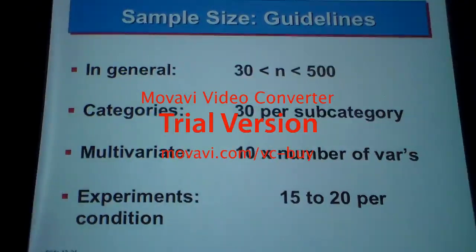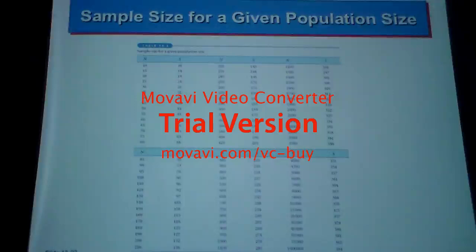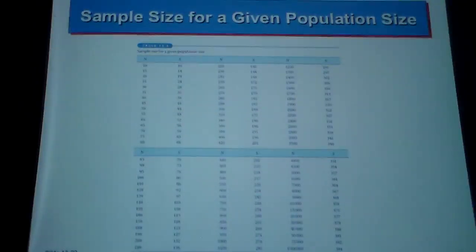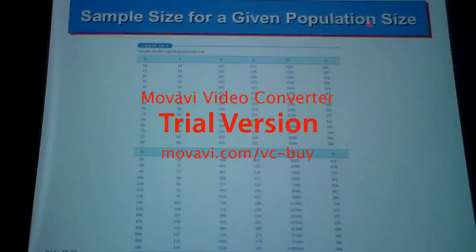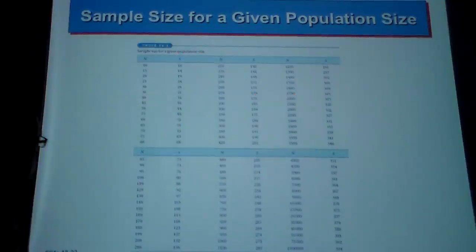So these are just some examples. Sample size for a given population size. This one is actually from statistics. It gives the number of elements in total, and the sample size. So N is the population size, S is the sample size. Okay? Sample size for a given population size.